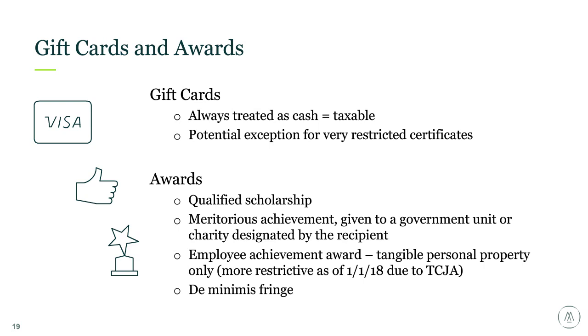The Employee Achievement Award we run into all the time. The Tax Cuts and Jobs Act changed this area a little bit by better defining what tangible personal property is. And so if you're giving a length of service award, for example, and you're giving a gold watch, you're fine as long as you're within certain dollar parameters of that program.